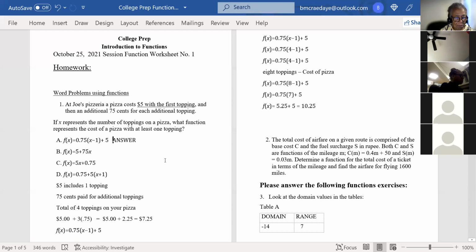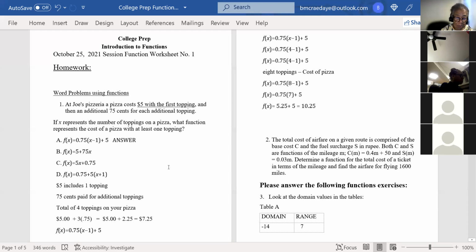You follow? I ordered a pizza. I don't want any additional topping. I only want what comes with the $5. So that's 1 topping and I pay $5. So if I say no additional toppings, what would that be? 1 minus 1 is 0. 0 times 0.75 is 0, plus 5. I pay $5. Got it?